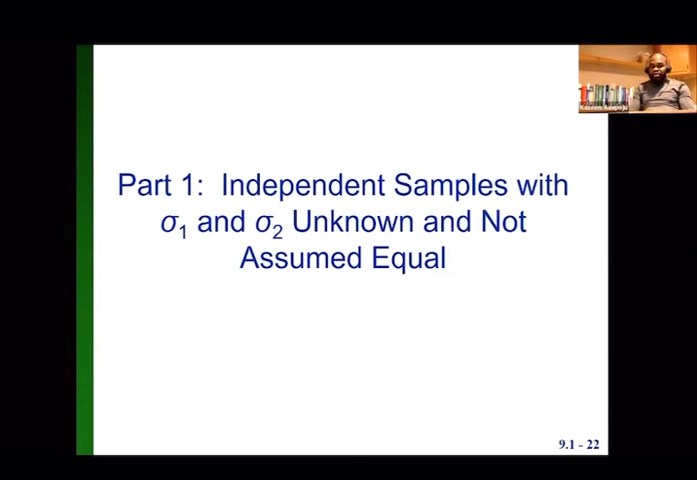Now, part one right now is about independent samples from two populations where sigma one and sigma two are unknown, which means I don't know the population standard deviation of the two populations. They are unknown, and they are not assumed to be equal. So how can we test for difference of means in this kind of population where we don't have access to the population standard deviations of the two populations?